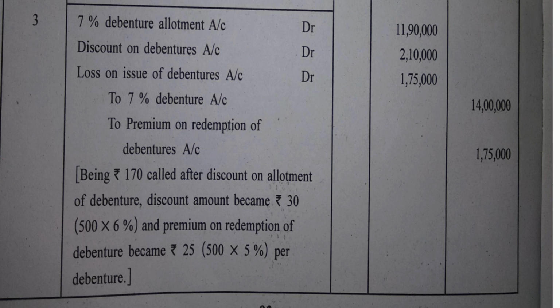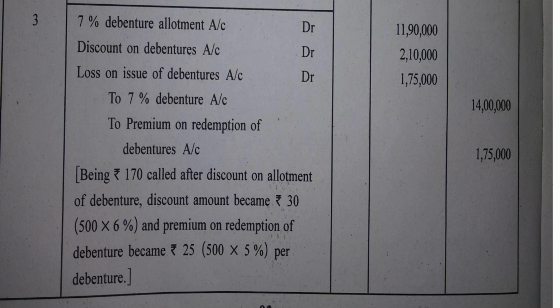Talking about the remaining 30 rupees which is given as discount. Discount is an expense. Discount at the time of issue of debentures is debited to discount on debentures account. So discount on debentures account debit 2,10,000. Then the amount of premium which is to be given at the time of redemption of debentures, that we have understood is 25 rupees, which is 5% of 500, the face value of debenture. So 7,000 into 25, 1,75,000 rupees.